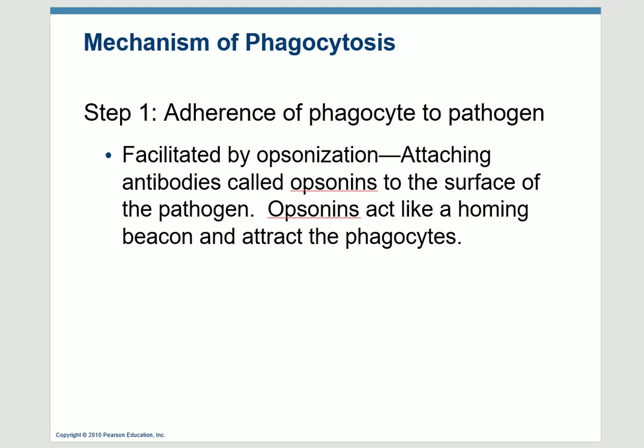In this case, these special antibodies are called opsonins, and they act like homing beacons that attract the phagocytes. So not only will the phagocytes engulf the foreign cell, but they're attracted to the foreign cell by this coating of opsonins on the foreign cell itself, which is pretty neat. Got a picture coming up.